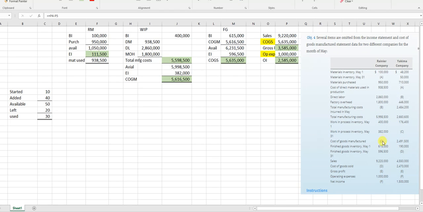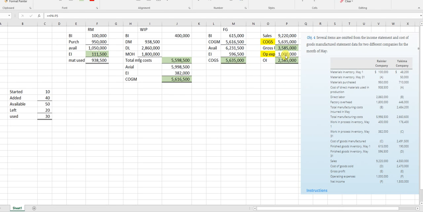Letter C is cost of goods manufactured, which is 5,616,500. So again, it's just beginning inventory, which was given, plus my costs that are added, gives me available, and subtract my ending inventory is cost of goods manufactured. It pulls over into here, into the finished goods statement. D is cost of goods sold, so 5,635 is my cost of goods sold. Next one is gross profit, so sales minus cost of goods sold is gross profit, so notice that pulls up into there.